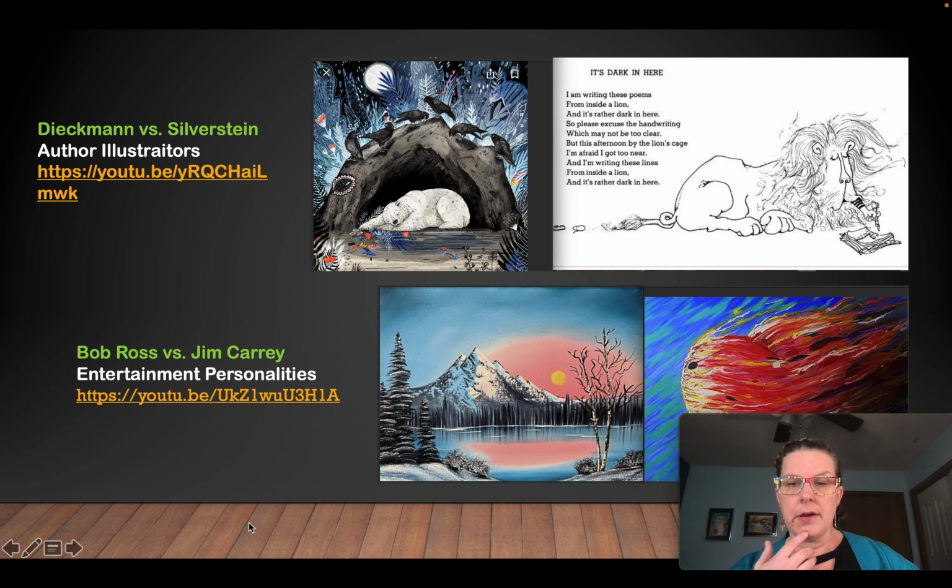I'm just going to kind of talk these through real quick. These are just some of the other ones that we did. I talked about author and illustrator Diekman and Silverstein. And then there was a week when I had somebody who was finished, so I had them pick one. And of course, they picked Bob Ross. So I was like, okay, I got to find somebody for Bob Ross.